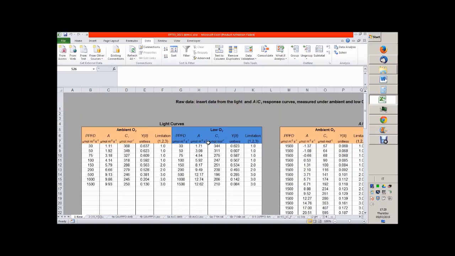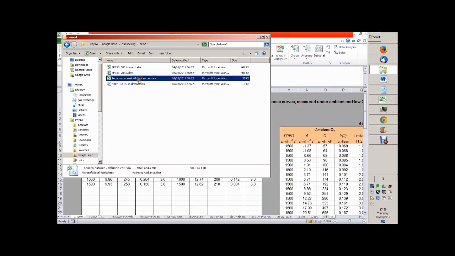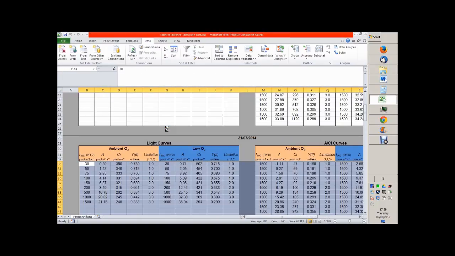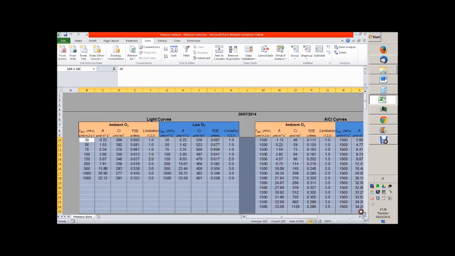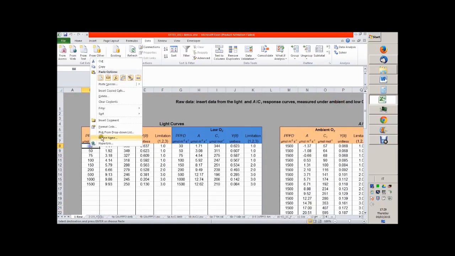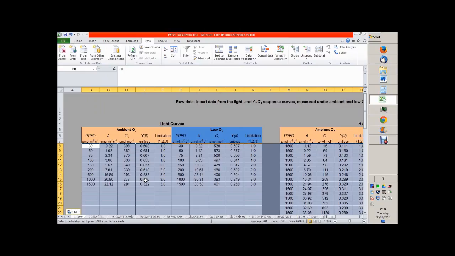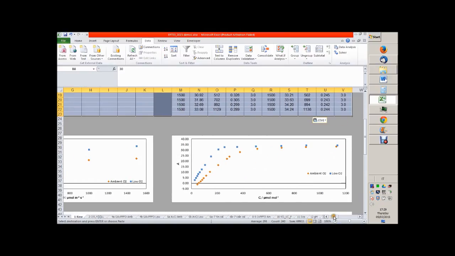So to start this example, I will get some data from the tobacco dataset I included in the paper. I just get the first dataset, 30 July. Copy all the data and paste them in the EFT. So these are our light curves and these are our ACi curves.